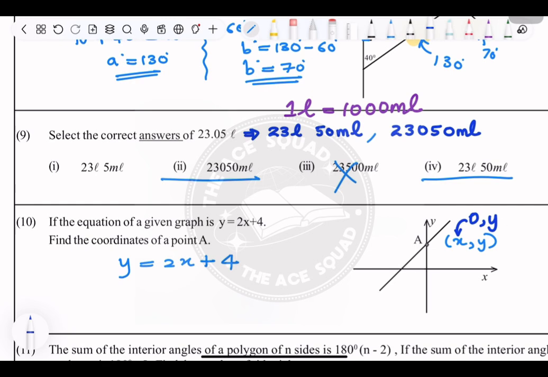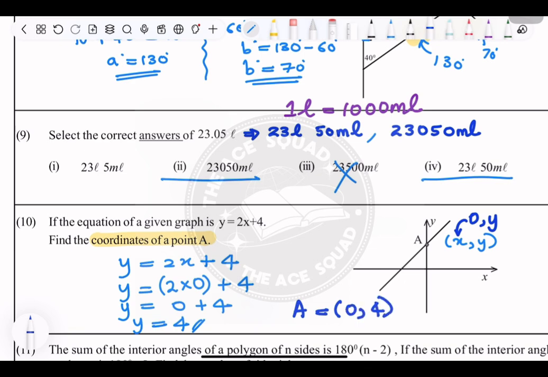So let's substitute that into our equation. We don't know y yet, so leave it as it is. 2 times x, which is 0, we figured that out, plus 4. So 2 multiplied by 0 is going to be 0, plus 4 is going to give you y, and therefore y is equal to 4. You can't leave it here and move on. They are asking you the coordinates of A. So your final answer must be A equal to (0, 4). So that's it.